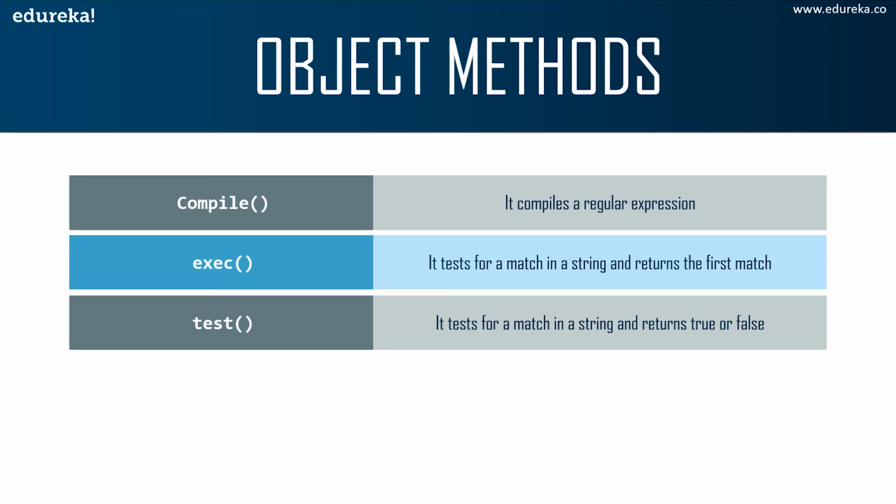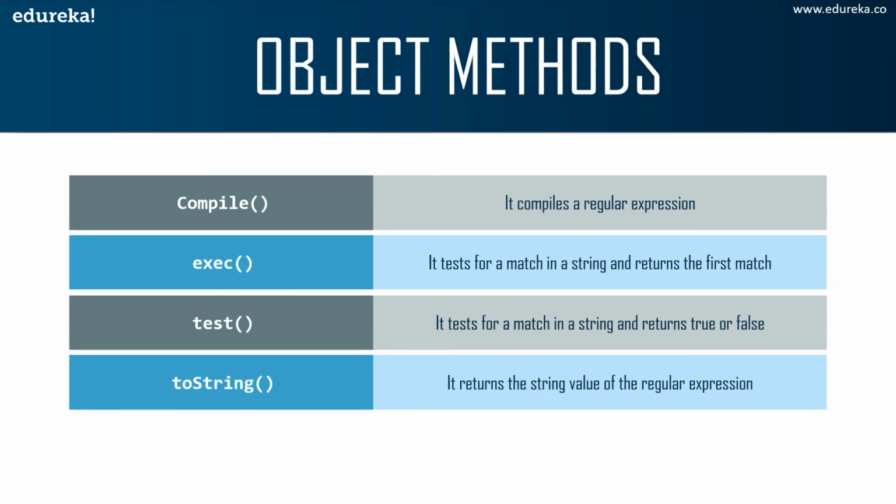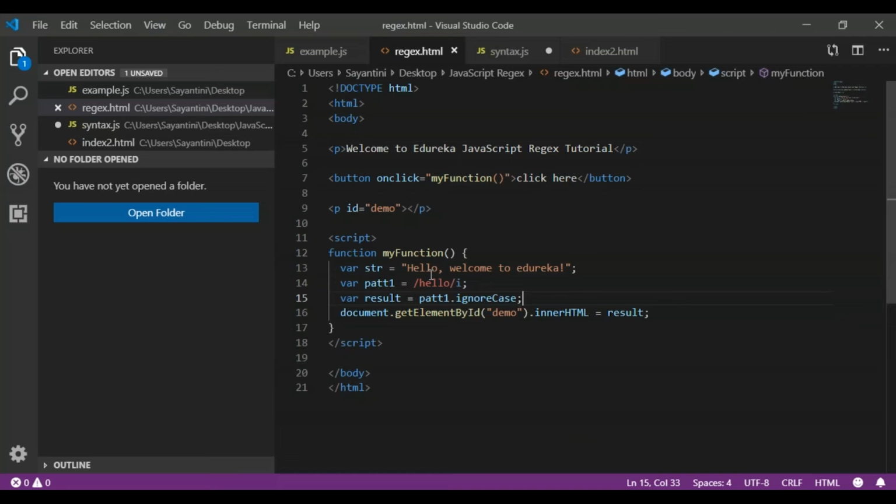Next up, we have the test method. This tests for a match in a string and returns a value as either true or false. And finally, we have the toString method. This particular method returns the string value of the regular expression. So now let's see how these methods work in JavaScript regular expressions.